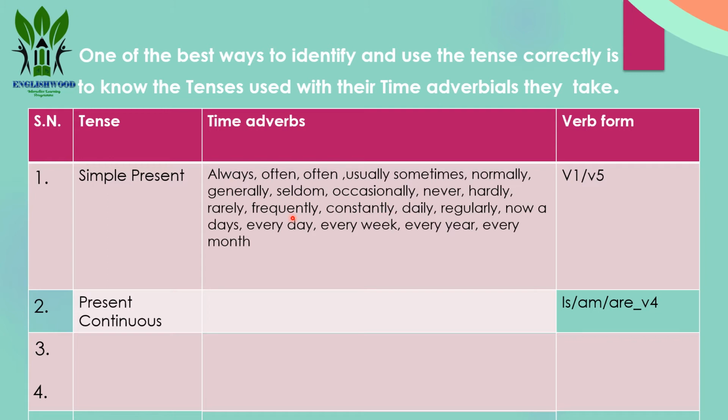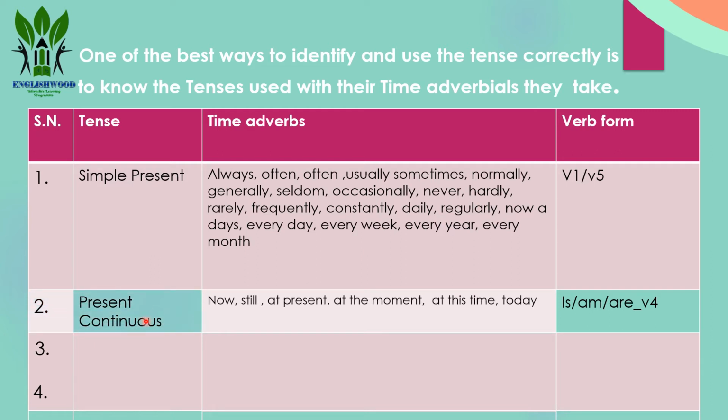When they come in the sentence, then you have to think that we have to use verb 1 or verb 5. So this is very important. In the present continuous tense, we use now, still, at present, at the moment, at this time, today. When these time adverbs are in the sentence, we use is, am, are plus verb 4 structure. This is the idea of using the tense. We'll give the long examples.